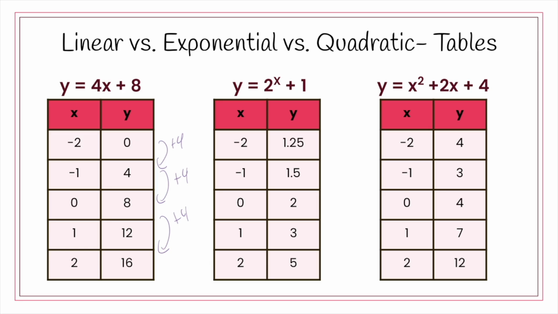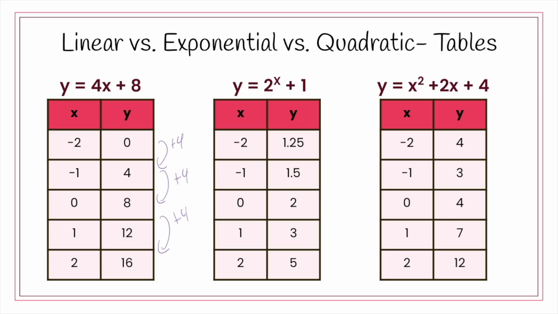For exponential, that means that we're taking that x value and that becomes the exponent. So we're going to go 2 to the negative second power, then 2 to the negative first power, 2 to the 0 power, 2 to the first power, and 2 to the second power. So whatever that x value is, that's what we're substituting in for our exponent.